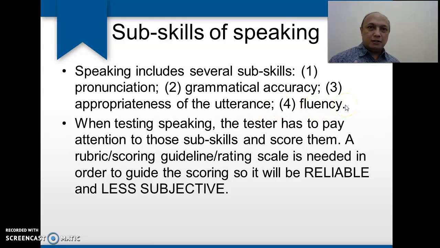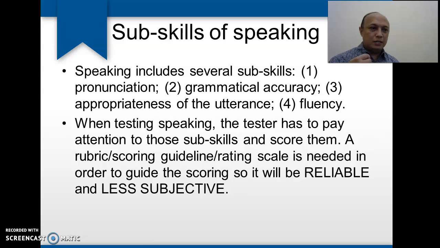Fluency means that the speech flows smoothly without long pauses and things like that. That's not fluent. So you have at least these four sub-skills: pronunciation, grammatical accuracy, appropriateness of the utterance, and fluency. So when testing speaking, the tester has to pay attention to those sub-skills. You have to pay attention to each of those sub-skills.